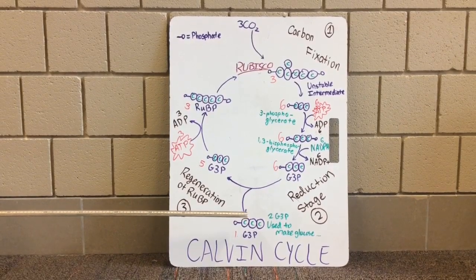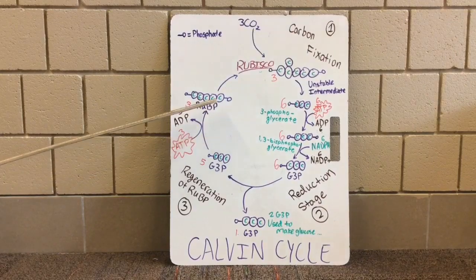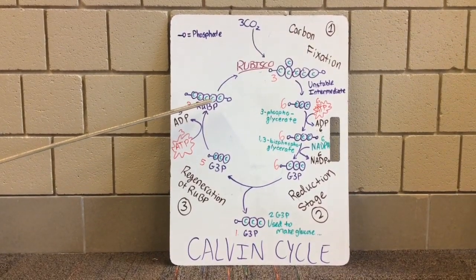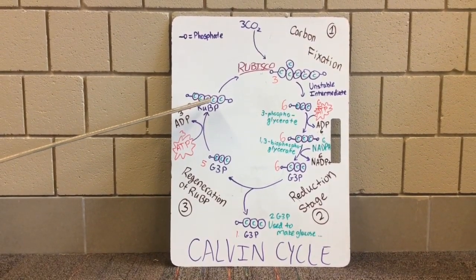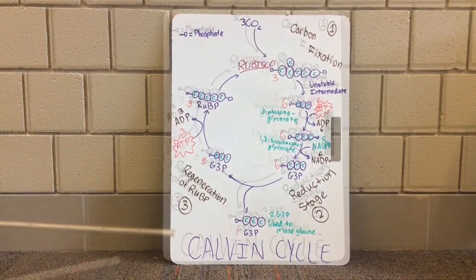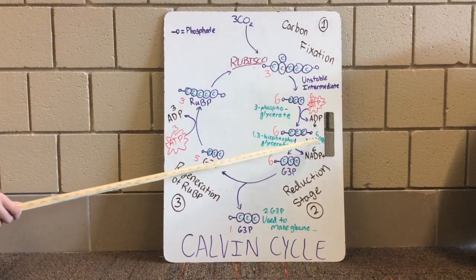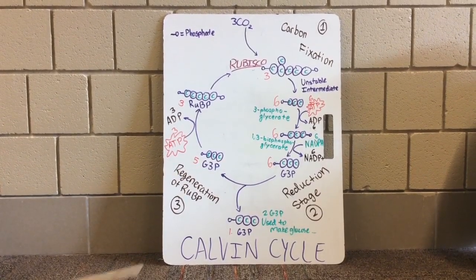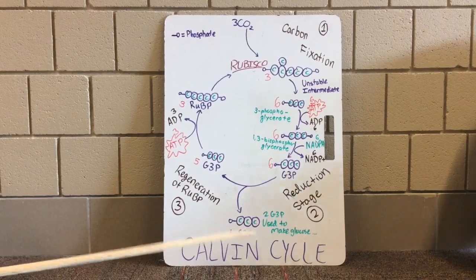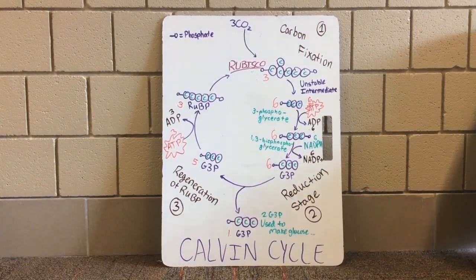The other 5 3-carbon G3P molecules are rearranged into RuBP, 3 5-carbon molecules. In order to carry out these reactions, 3 ATP molecules must be consumed. In total, 9 ATP molecules and 6 NADPH molecules are needed to generate 1 molecule of G3P. These molecules are created in the light reactions of photosynthesis.